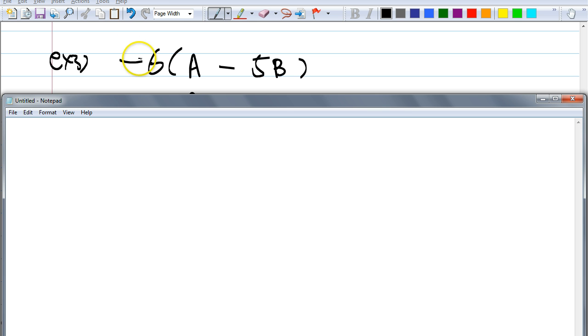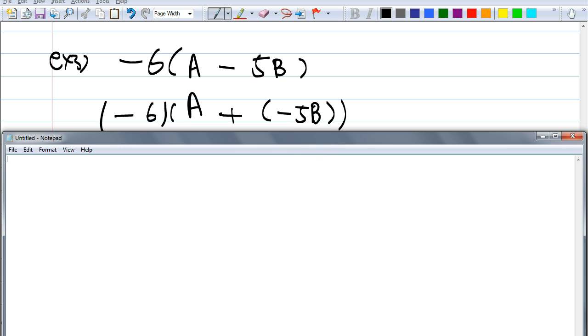What about this first symbol here? Is that a subtraction sign or is that negative 6? That's negative 6. So let's just change this to addition, right? Okay, so how do I change this to addition? How about Eric? A plus negative 5b. That's correct. Now we're ready to distribute.